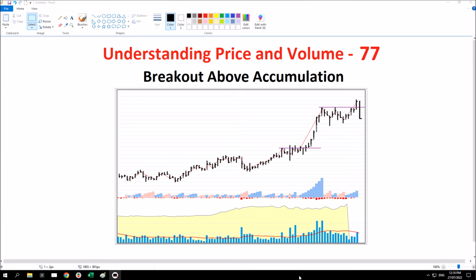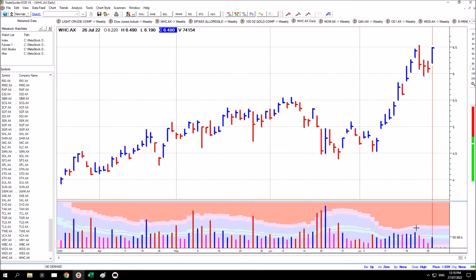This week we're going to have a look at breakout above accumulation. This is a stock chart I've used a number of times recently. It's a stock I'm following quite closely. It's WHC on the Australian Stock Exchange. It's an energy stock and it's been in an uptrend for quite some time.